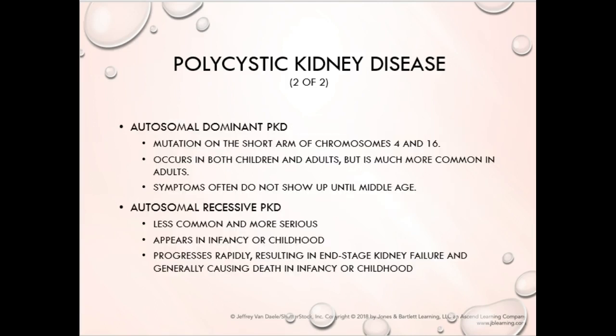Prognosis and progression vary widely depending on the type. We have autosomal dominant. These are on chromosomes 4 and 16. More common in adults. They usually don't show up until middle age, as opposed to recessive. It is less common but more serious. Because this appears in infancy or childhood, it's more aggressive. You're going to have more cysts earlier. It'll progress rapidly, and then it can lead to end-stage kidney failure.